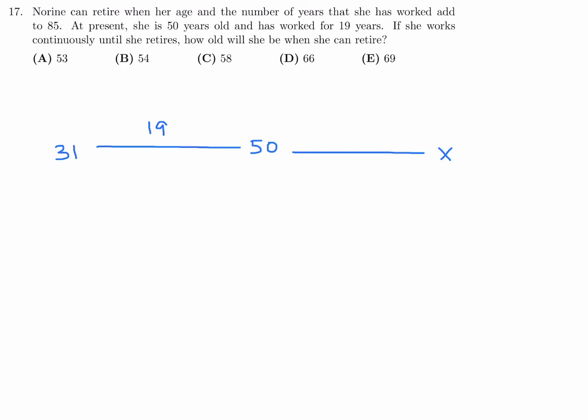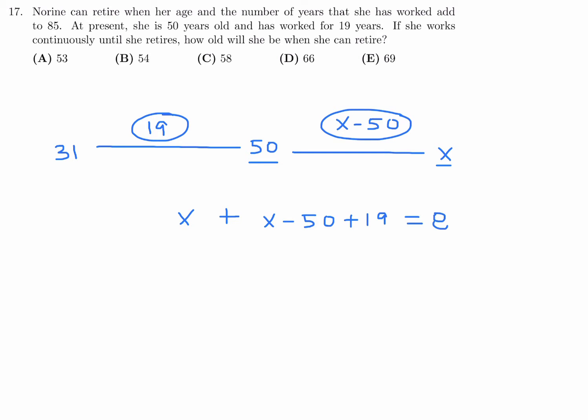I will denote X as the age where she can retire. Now, from 50 until that age, there are X minus 50 years. So according to this question, she can retire when her age, which is X, plus the number of years she has worked, which would be X minus 50 plus 19, is equal to 85. So this is the equation we have to solve.